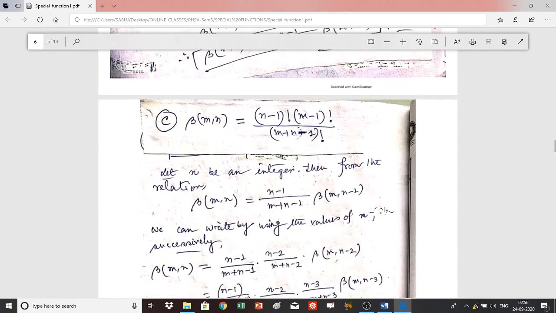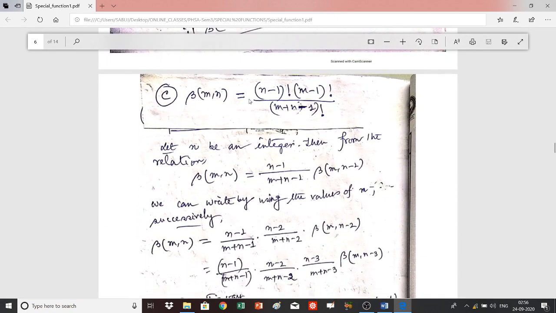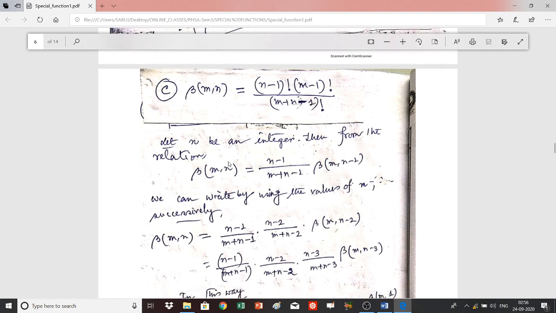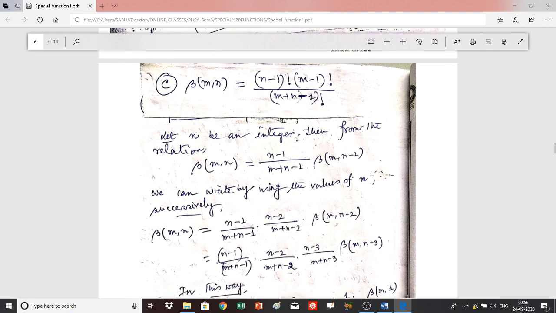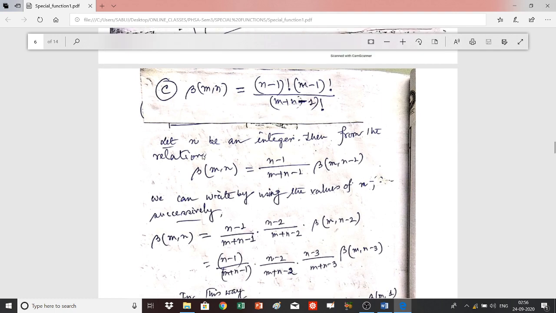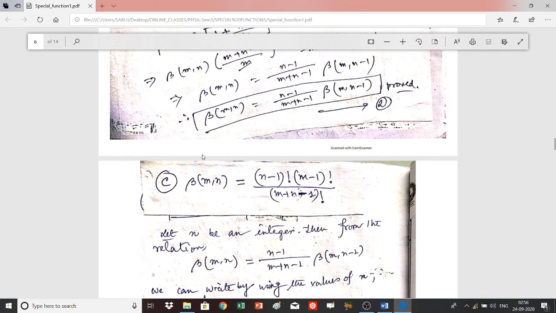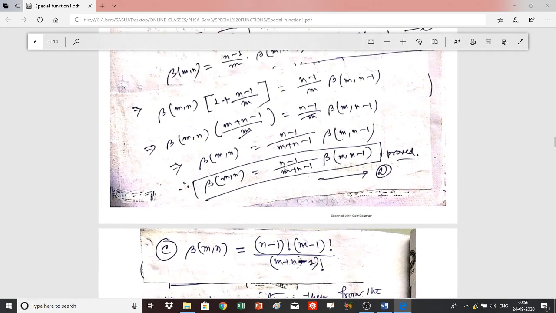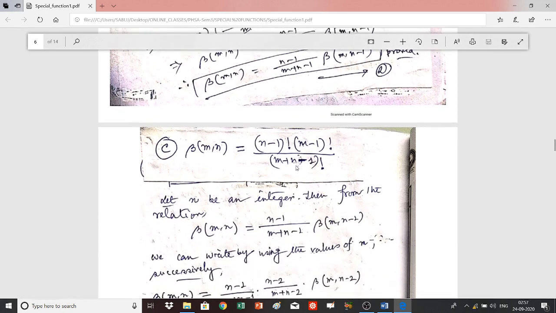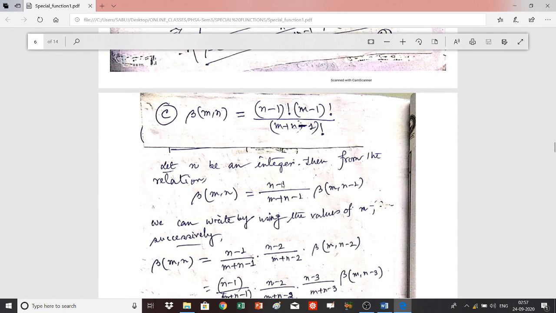So now for the second problem, you have to show that beta(m,n) is equal to (m-1)! (n-1)! / (m+n-1)!. So here let n be an integer; in this case, you know that n and m both are integers. And you have already proved that beta(m,n) is equal to (n-1)/(m+n-1) beta(m, n-1). I am just adopting this relation, that is written also here.